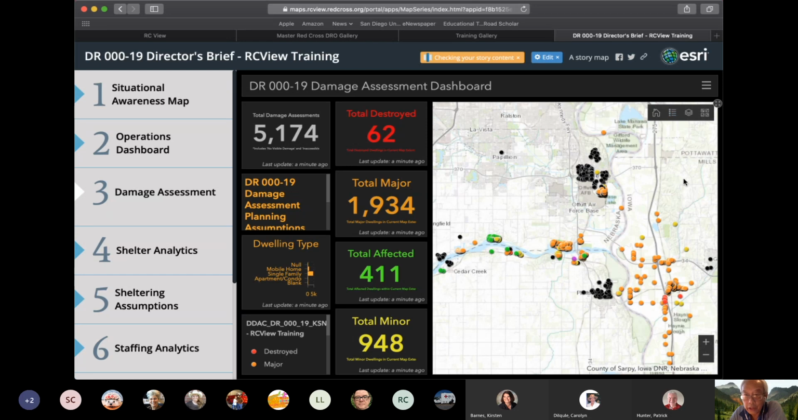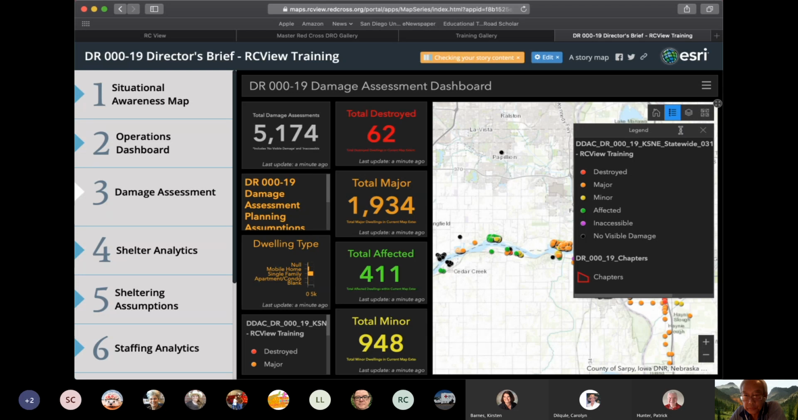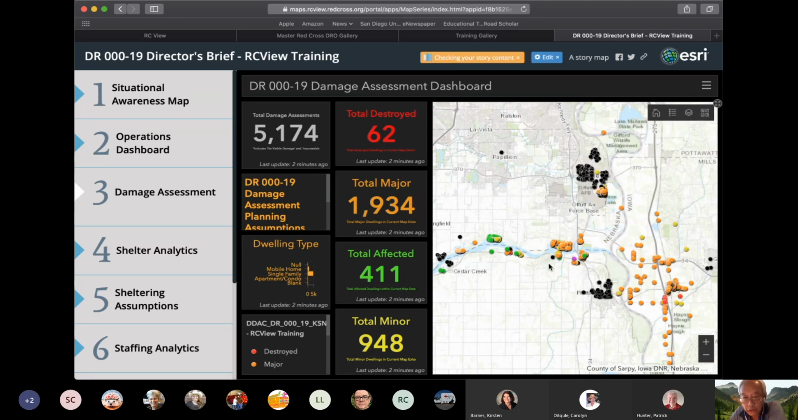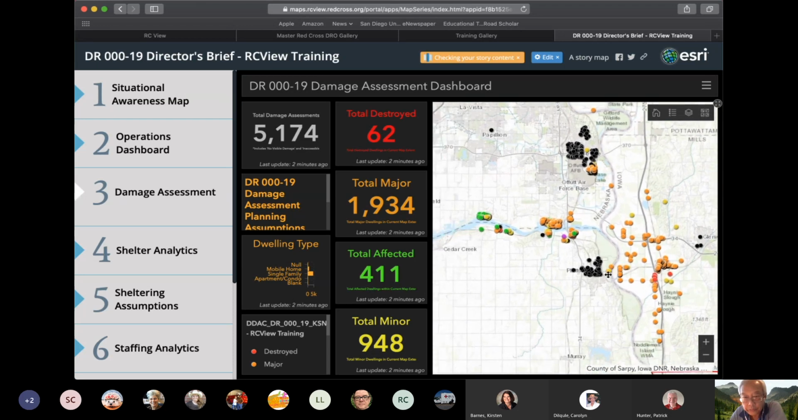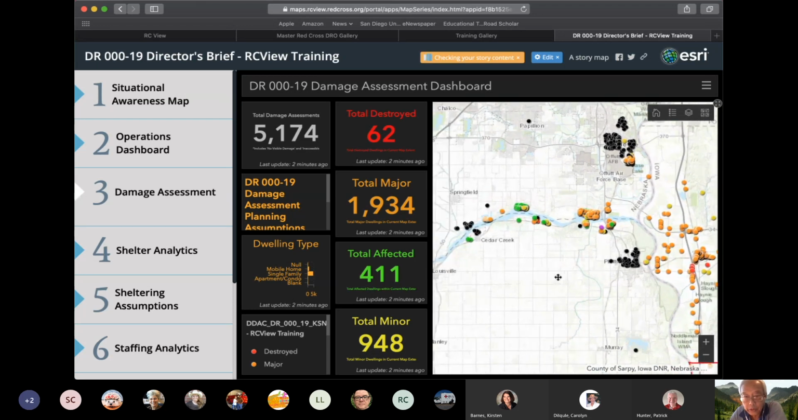Now, what did all these different colors mean? Let me pull up my legend. So my legend says that the orange is major, the yellow is minor, black is no visible damage, and the green is affected. So it goes from red to orange to major, and here's some green ones over here.